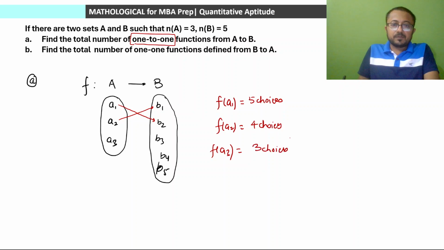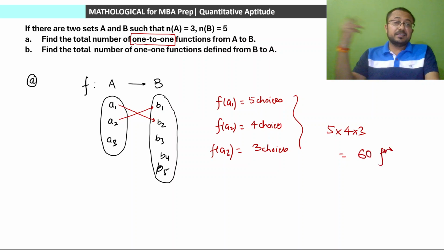So total number of functions will be 5 into 4 into 3. This is equal to 60. So 60 functions are possible. Isn't it so? क्या ये पार्ट क्लियर है? ठीक है, तो ये बस समझाने के लिए इतना लिखा.